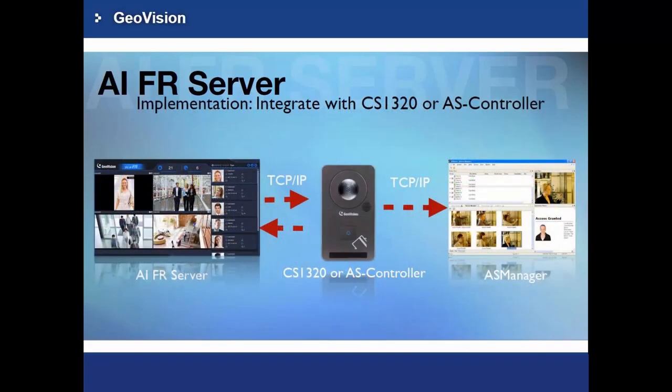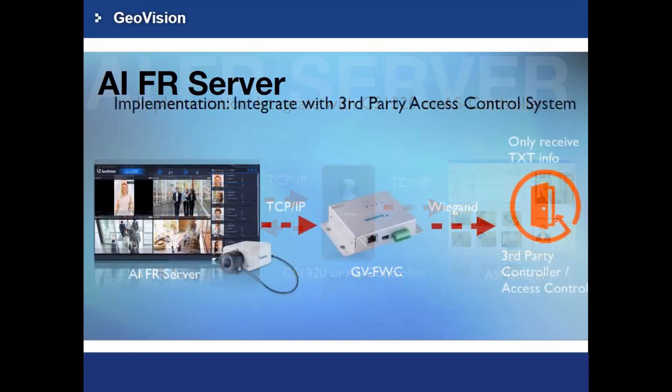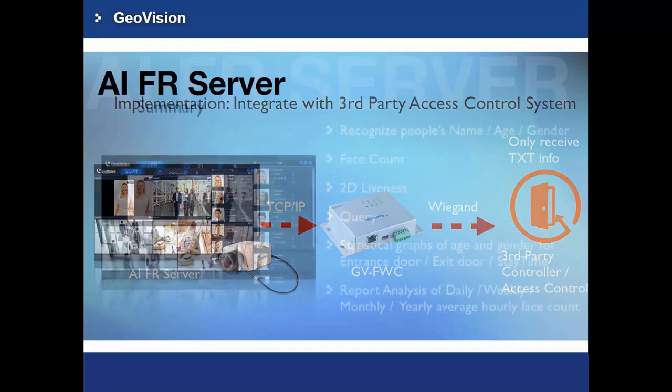Here shows the AIFR server has been integrated into GV-ACE Manager by sending paired face ID to the controller through a TCP/IP connection. With GV-FWC used, it can integrate the AIFR server into an access control system by sending access card data and paired face IDs to the controller either through TCP/IP or WAN connection. When connected through TCP/IP, a face image is transmitted along with the access card data upon face recognition.